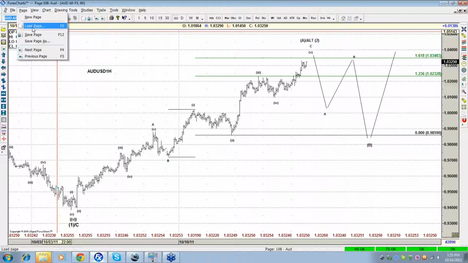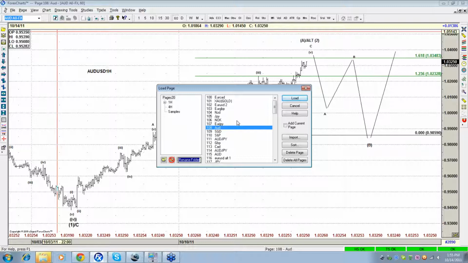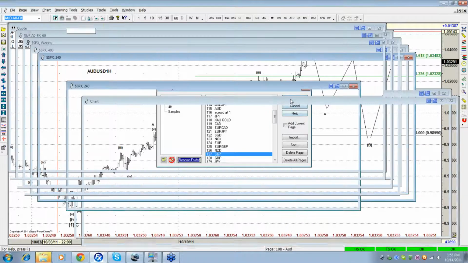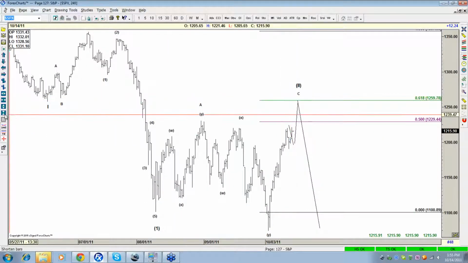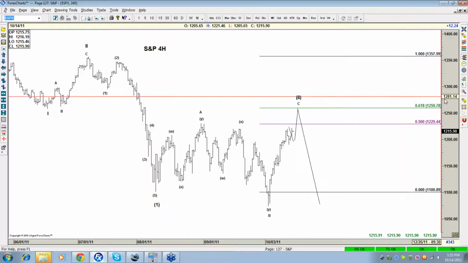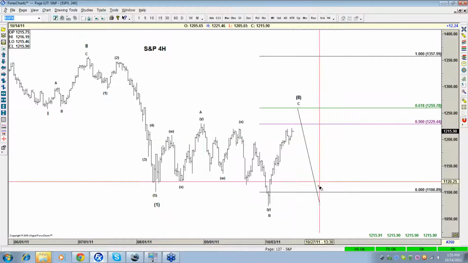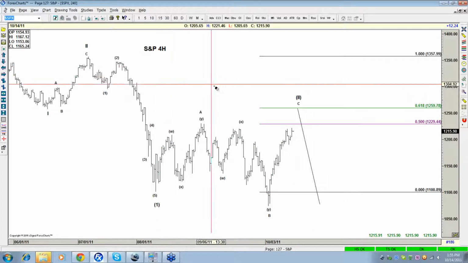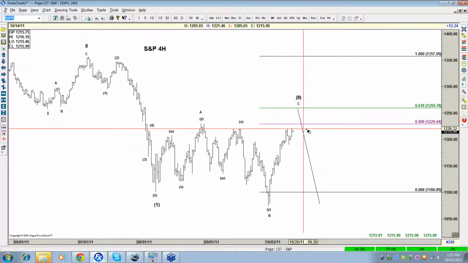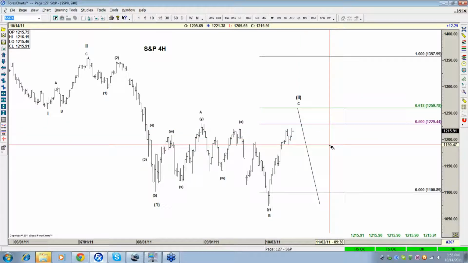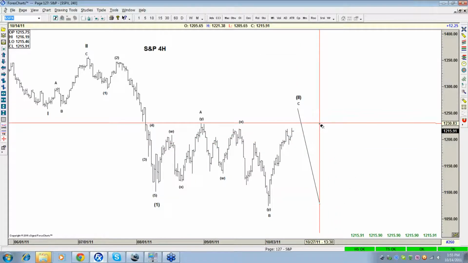S&P is ending a 5-wave move. Look, it's ending a 5-wave move. This is the bearish count, but it's ending a 5-wave move. I think it's going to look for 1229. That's the area that I like right there.